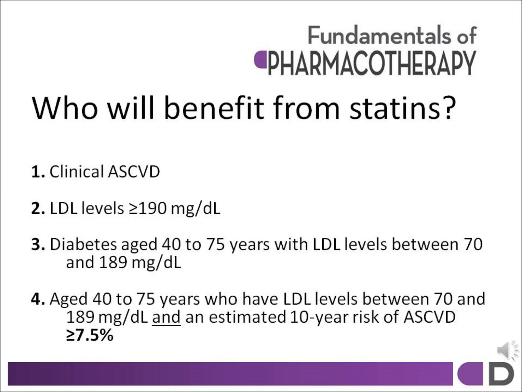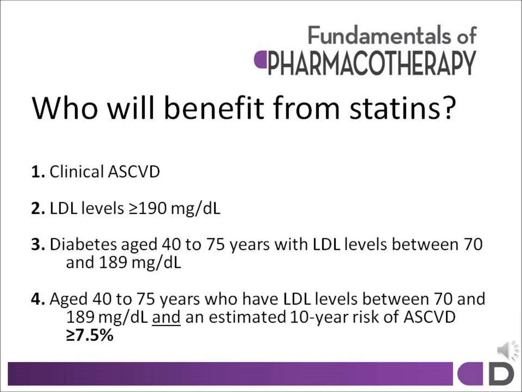There are 4 major statin benefit groups identified for whom ASCVD risk reduction clearly outweighs the potential risk. Group 1 consists of individuals with clinical ASCVD. Group 2 consists of individuals with an LDL level greater than or equal to 190 milligrams per deciliter. Group 3 consists of individuals with diabetes aged 40 to 75 years, also with an LDL between 70 and 189 milligrams per deciliter, and these patients do not have clinical ASCVD.